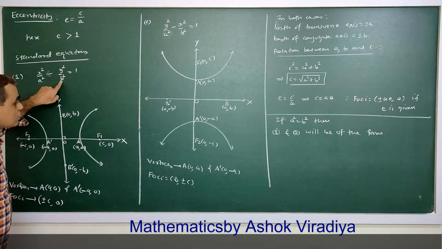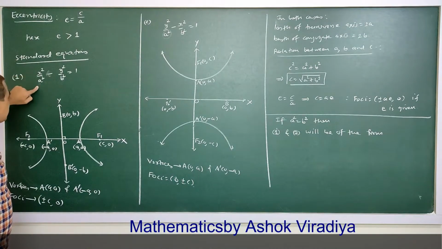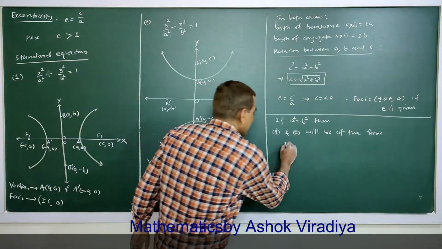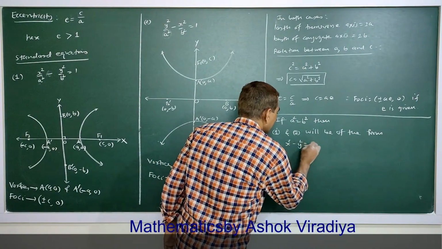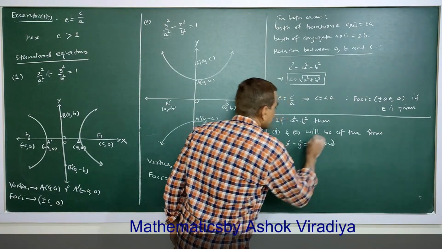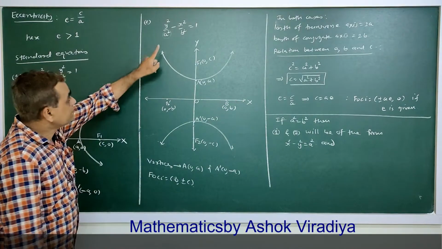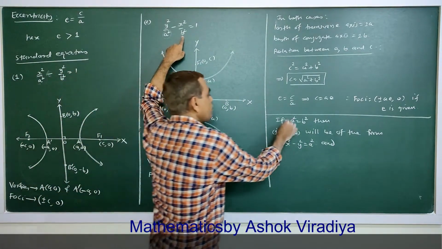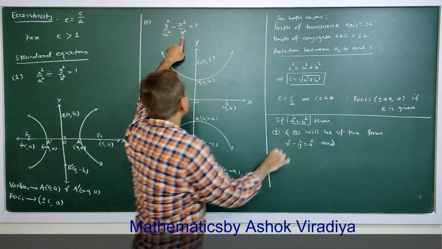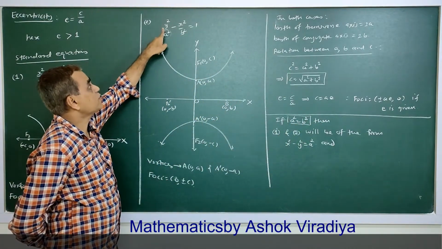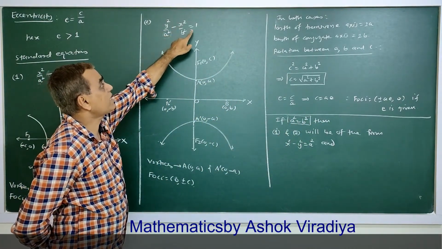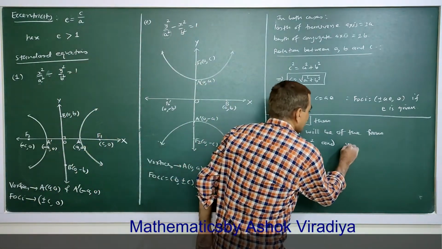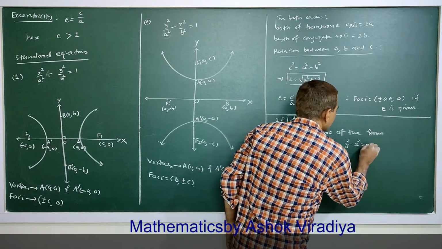putting B square equal to A square, x square by A square minus y square by A square is 1. So this will be x square minus y square equal to A square. And if you put B square equal to A square here, y square by A square minus x square by A square is 1. Then shift A square to this side, so the equation will be y square minus x square equal to A square.